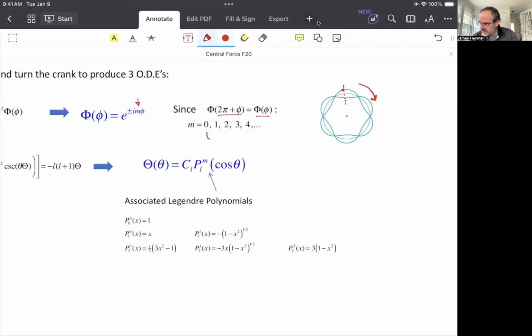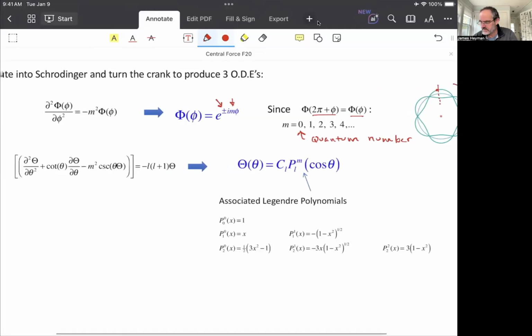And so m is an integer, and it can take on values 0, 1, 2, 3, 4. Actually, it's common to absorb this plus or minus in our solution to allow m to be 0, plus or minus 1, plus or minus 2, plus or minus 3, and so forth. Okay? m here is our first quantum number for the central force problem.